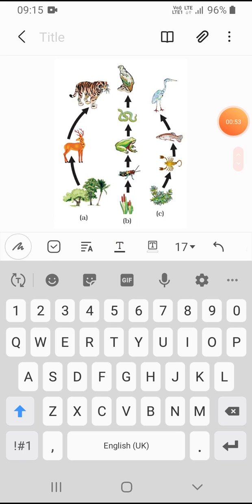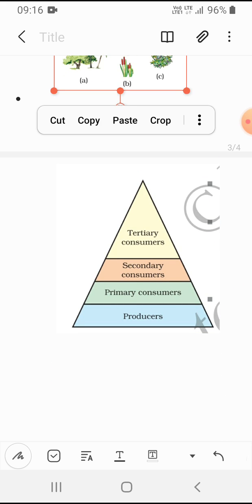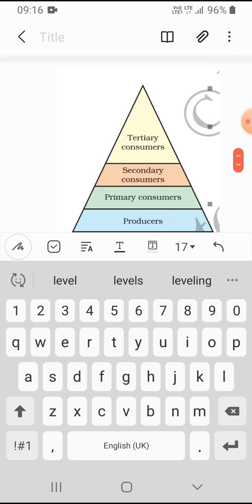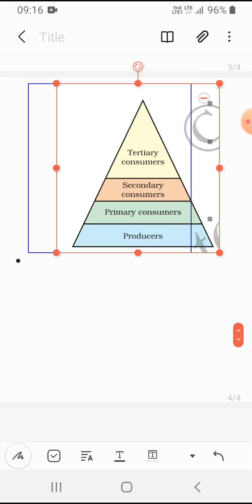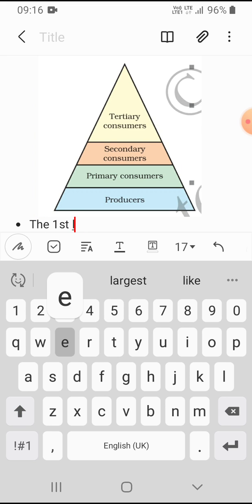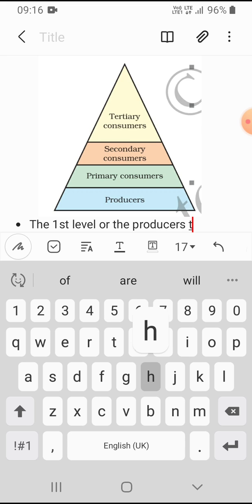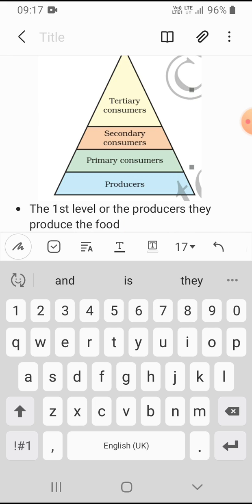I have explained that. So next, after the food chain, here you can see the trophic level. So what is this trophic level? One minute, I will explain for you. Wait, I will put it correctly, then I will explain it. So this is the four types of levels, in which the first level is the producers. They produce the food, or the autotrophs produce the food.